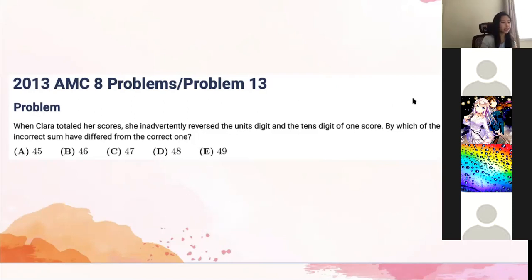All right, so as a hint, she reversed the units digit and the tens digit of one score. So we don't really care about the rest of the other scores, right? Because if you sum them and then subtract, you're just going to subtract them from each other. So you really only care about that one score that you reversed. You can let that one score be AB, where A is the tens digit and B is the units digit. And then when you reverse it, it's BA. Right? That's your hint.